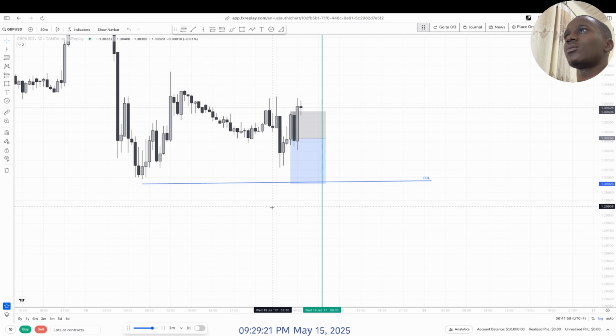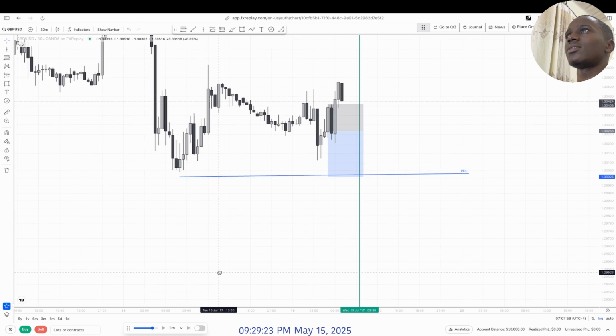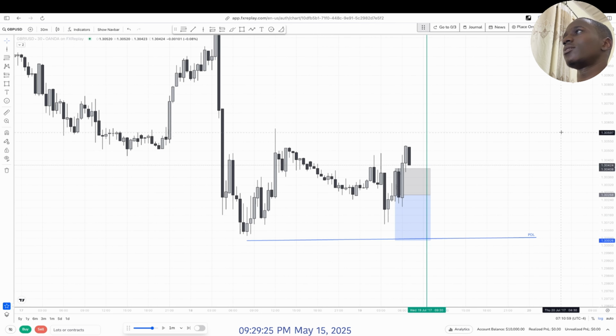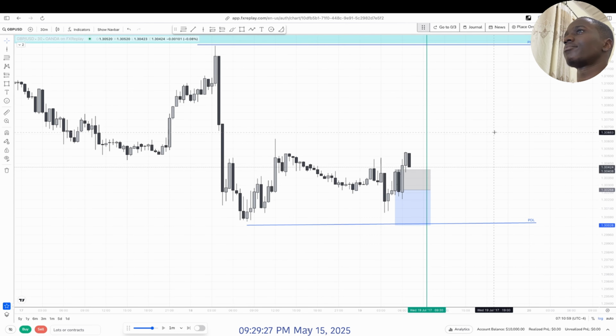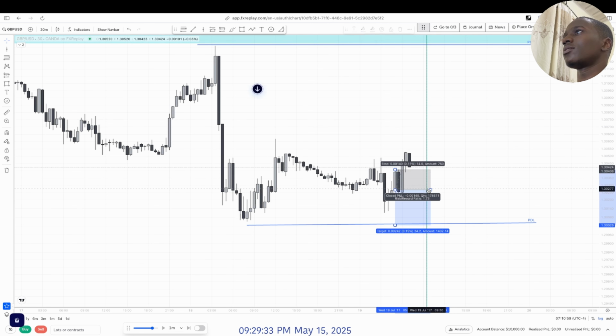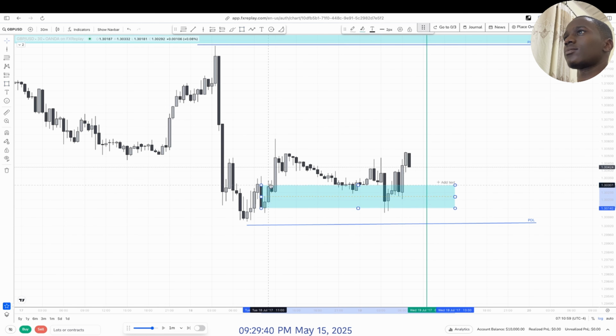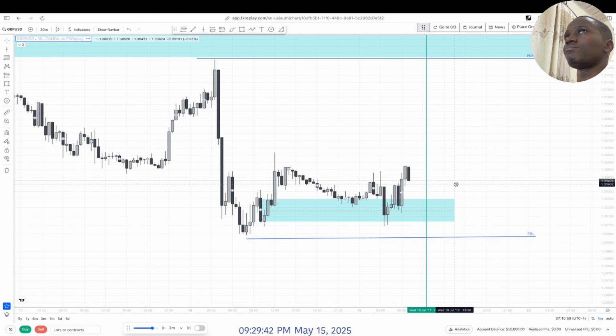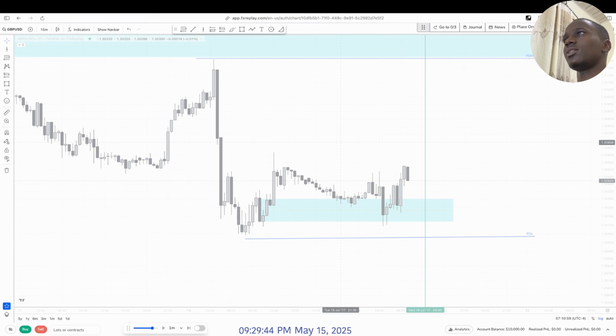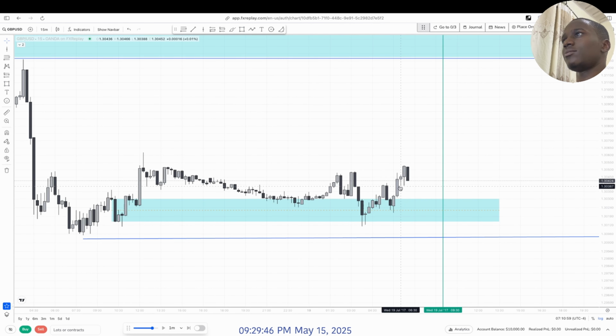Oh wow, stopped out. Let's save this image. So there's some manipulation. Okay, so you can see another block. Okay, so we can see another block in here. But on the 15-minute, we can see a fair value gap here. So maybe let's expect a reaction to that one.